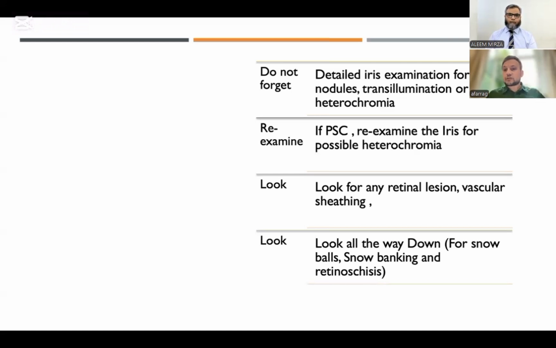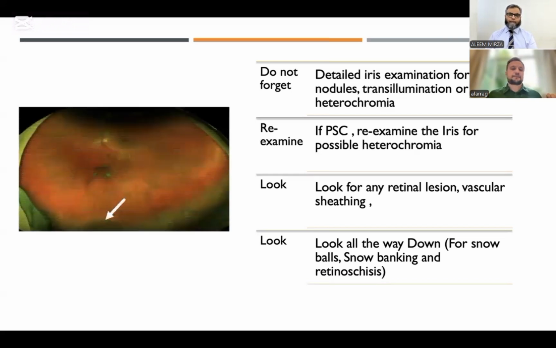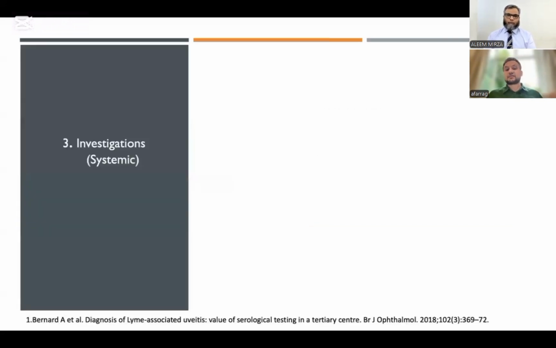Because if you don't look in the extreme periphery, a few snowballs can be easily missed, and the snow banking is the same. So like this, retinoschisis. Investigation: this is what I recommend as a standard protocol for intermediate uveitis. There is no universal agreement on investigation for intermediate uveitis, but this is what I believe is most useful.